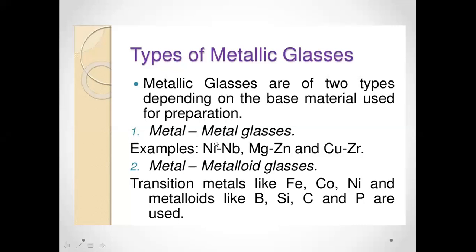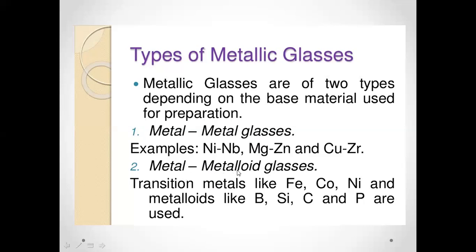It depends on how you are preparing these metallic glasses. If you combine two metals, then it is called metal glasses. That means you are combining nickel and niobium, magnesium and zinc, copper and zirconium. All these are metals. So if you combine two metals and prepare a metallic glass, then it is called metal glass.